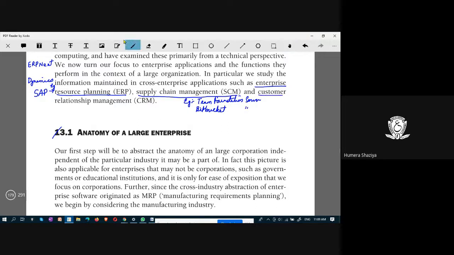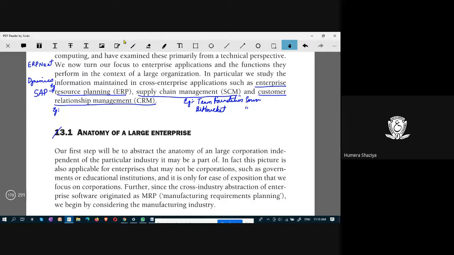Finally, customer relationship management, CRM. CRM is also a very essential element of any enterprise. Without customer, there is no business. And customer relationship management plays a vital role in the sustainability of the business in the enterprise.